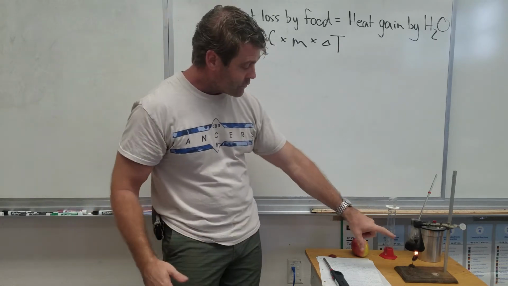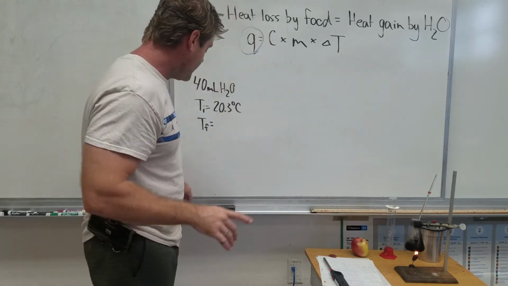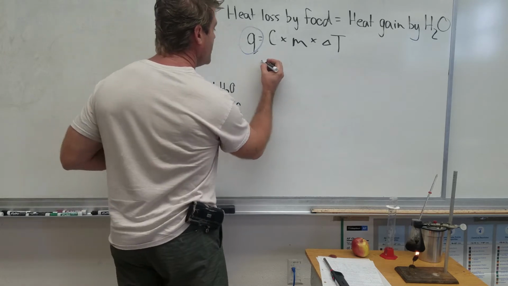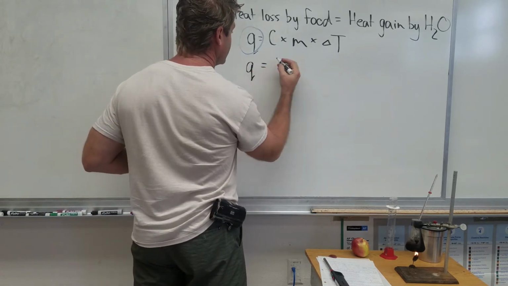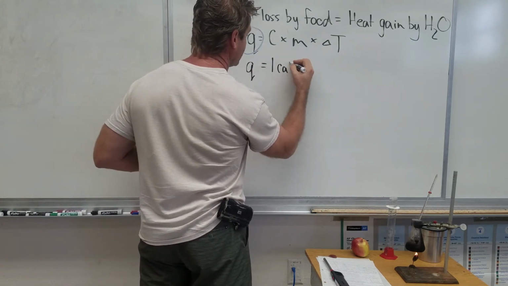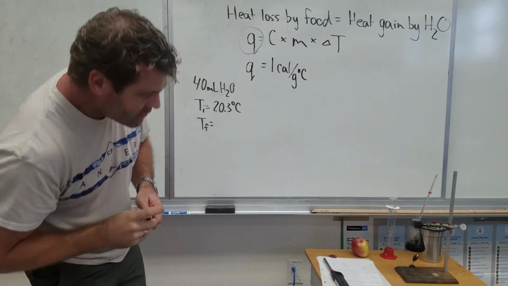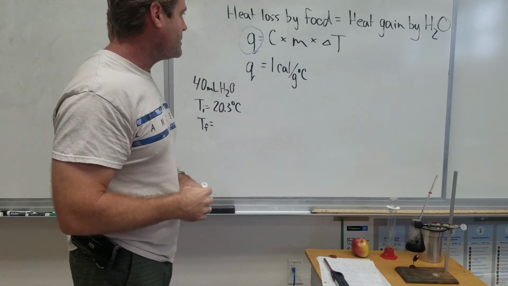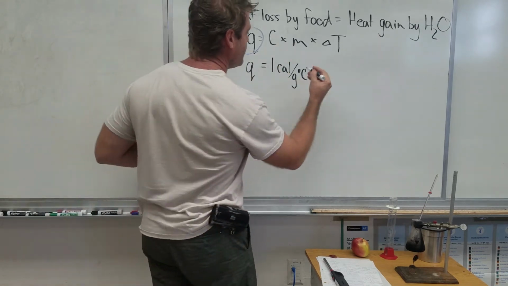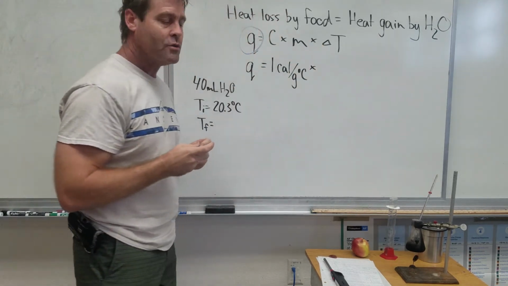Well, what I'm doing is recording how much heat the water gains, so I need the specific heat of water. That's the nice thing about water. We already know this specific heat of water. It's really easy to remember. It's 1 calorie per gram degree Celsius. That's the one I'm going to ask you to memorize. It's 1 calorie per gram degree Celsius. I need to multiply that by the mass of the water. How much water do I have?